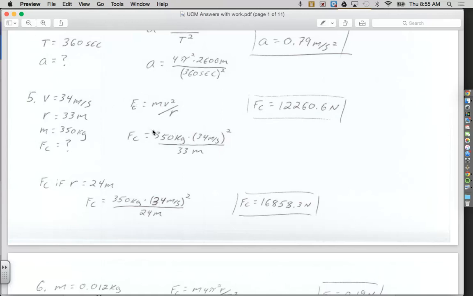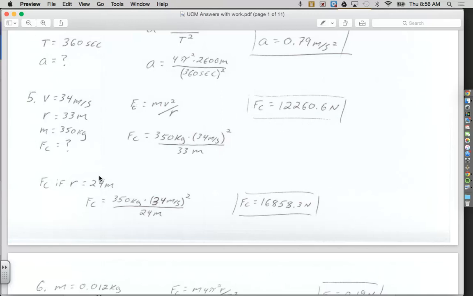I plug in my numbers. Mass is 350 kilograms. v is 34 meters per second. Don't forget to square it. Divided by a radius of 33. I plug all my numbers in, and I get a centripetal force of 12,260.6 newtons, or this bobsled is not going to hold this turn.